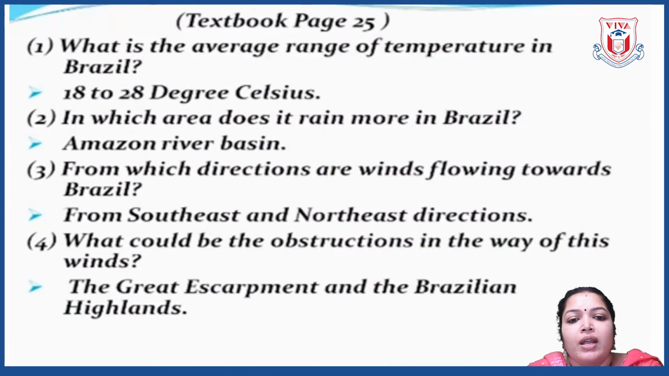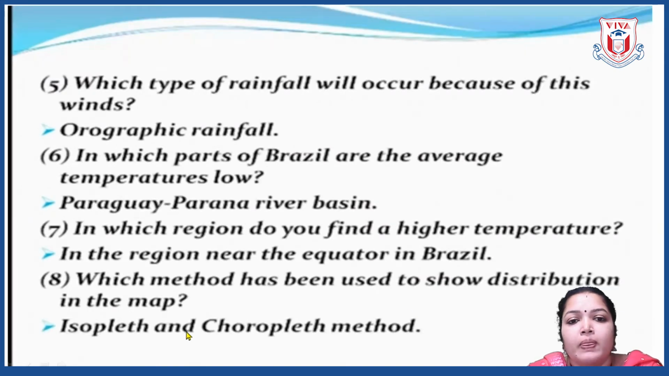Now, in which area does it rain more in Brazil? It is the Amazon river basin. From which direction are winds flowing towards Brazil? From the southeast and northeast directions. What would be the obstruction in the way of the winds? The obstruction would be the Great Escarpment and the Brazilian highlands. Which type of rainfall will occur because of these winds? Naturally, orographic rainfall. When rainfall is received due to some barriers, it is called orographic rainfall.